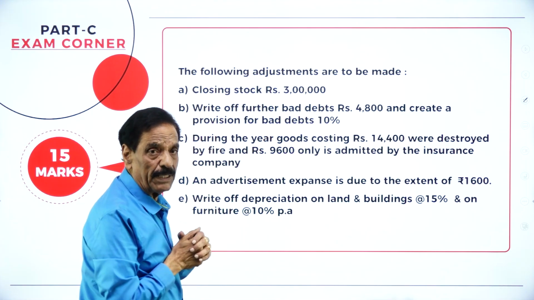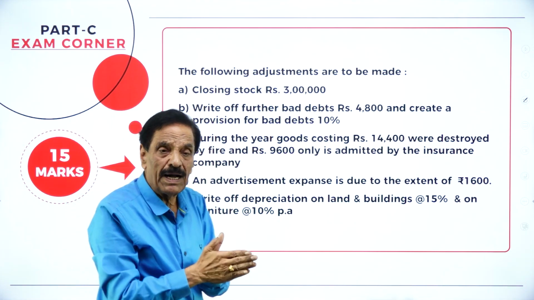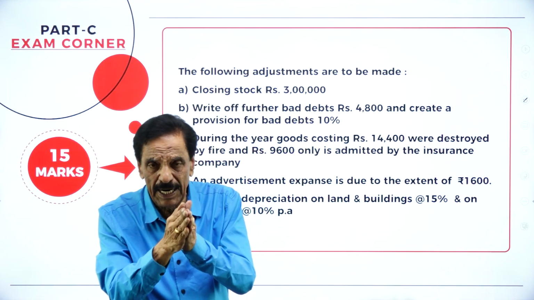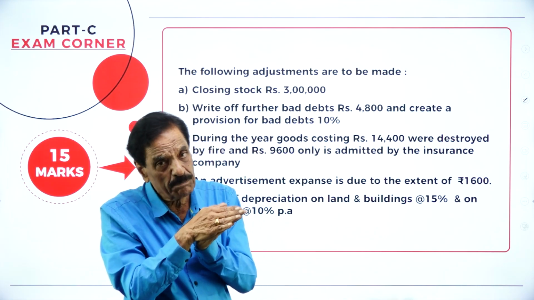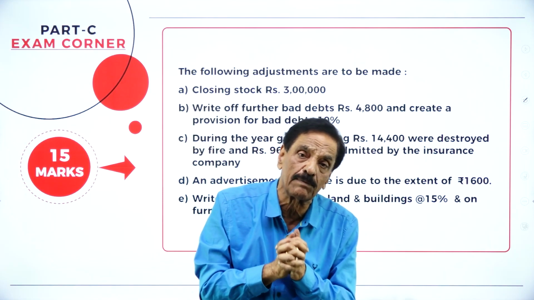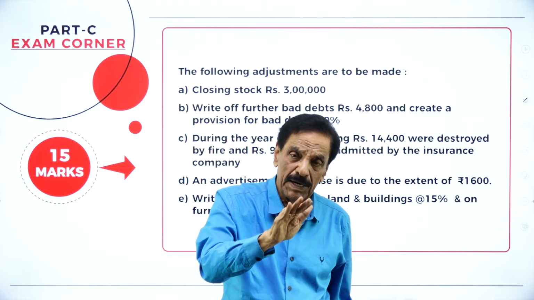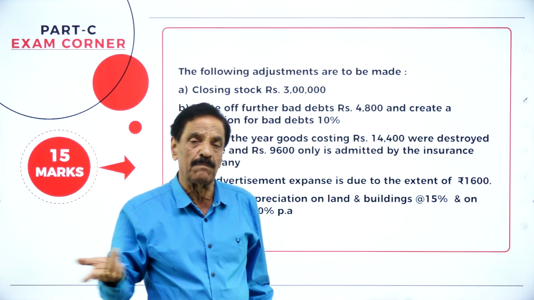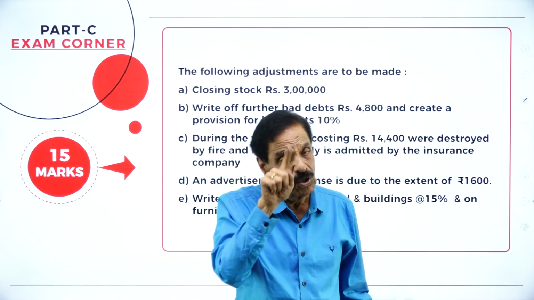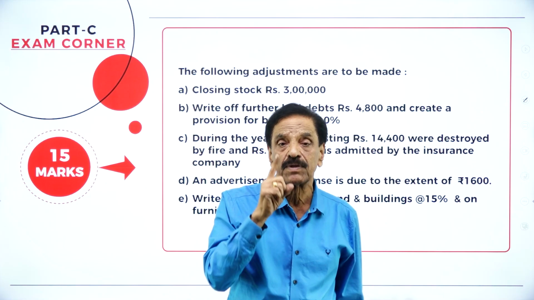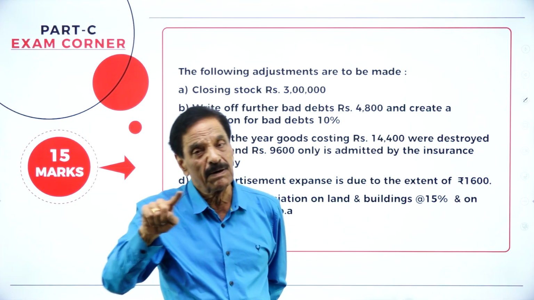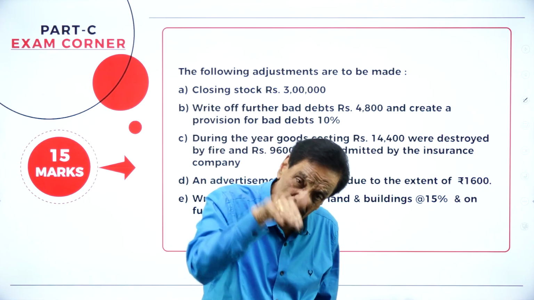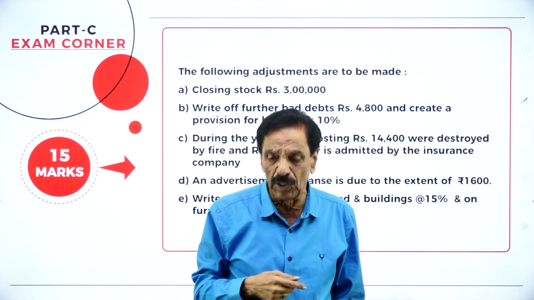Now, further bad debt. Your formula for bad debt is: bad debt plus new RBD minus old RBD. If further bad debt is there, add further bad debt plus new RBD minus old RBD. The old RBD is in the trial balance, the new RBD is in the adjustment. If the bad debt comes from the adjustment, add further bad debt plus new RBD minus old RBD.